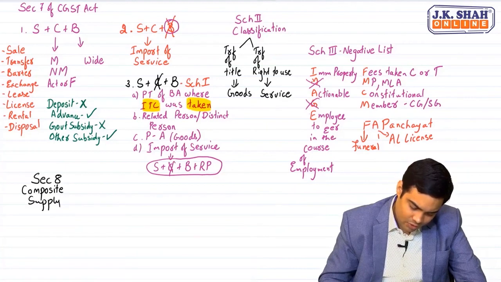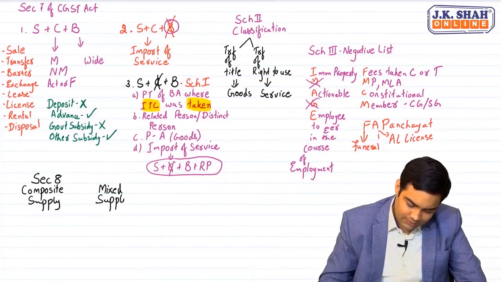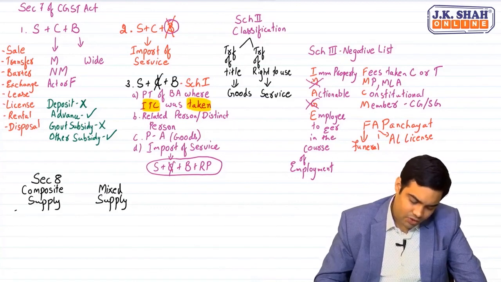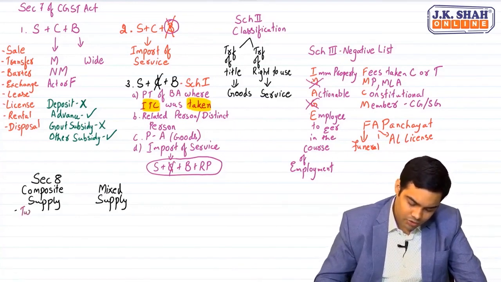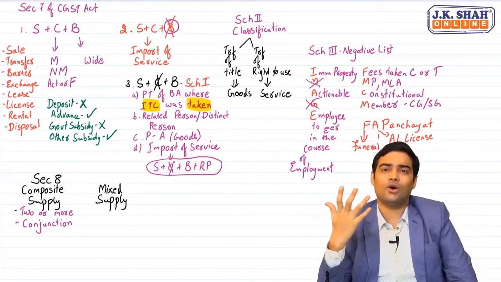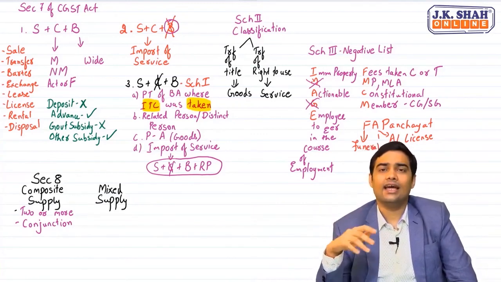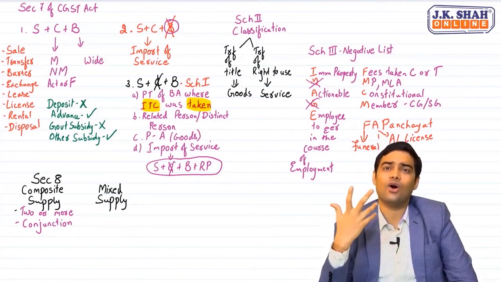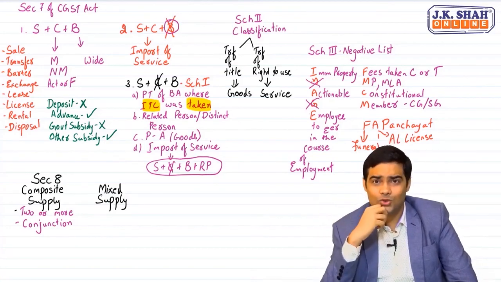Now, what's the meaning of composite supply and mixed supply? Careful. Whenever we talk about composite supply, 4 conditions are required to be satisfied. First of all, it's a conjunction of 2 or more goods or services. Whenever you are supplying 2 or more goods or services together, the question is, what GST rate will you apply? For example, hotel accommodation suffers 12% GST. Breakfast suffers 5% GST. Now, if a hotel is providing accommodation plus breakfast, what rate to use?